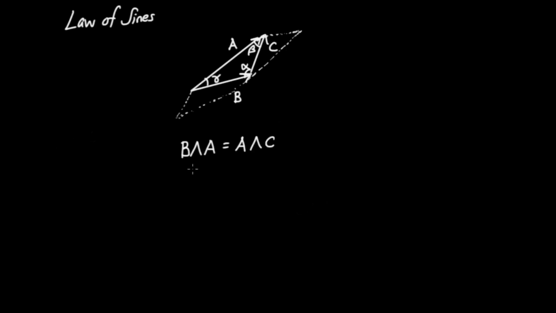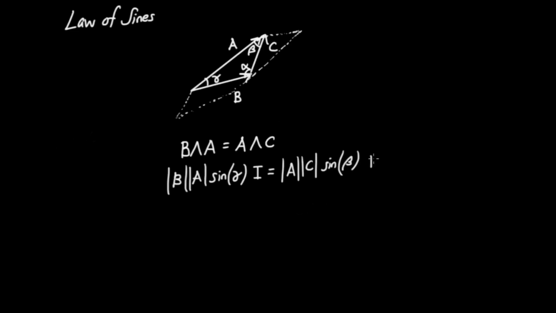But to derive the law of sines, we're going to go a little bit further than this equation and that observation. We're going to use what we were talking about with the wedge product before. We're going to write B wedge A as the magnitude of B times the magnitude of A times the sine of the angle in between them. What's the angle in between B and A? That was gamma. So sine of gamma times e1 e2, but I'm going to write I for short. And this has to be equal to A wedge C, which is the magnitude of A times the magnitude of C times the sine of the angle in between them, which was beta, also times I.